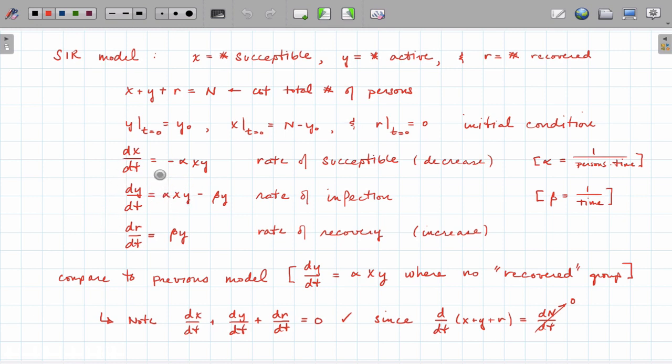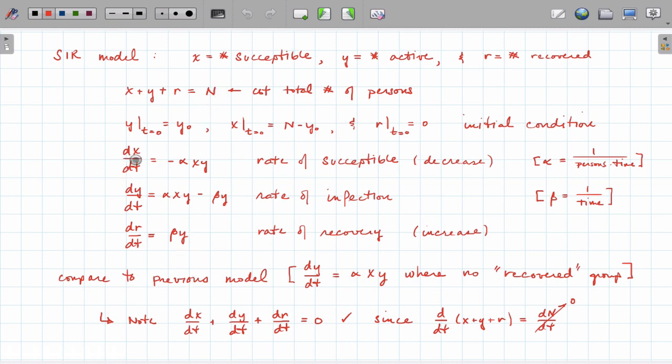Each one of these ODEs is supplemented by its initial condition. We have an initial number of persons who are infected. The initial number of people who are susceptible is n minus that initial number of persons who are infected, and initially we're going to assume that there are no recovered individuals. x plus y plus r is a constant n.